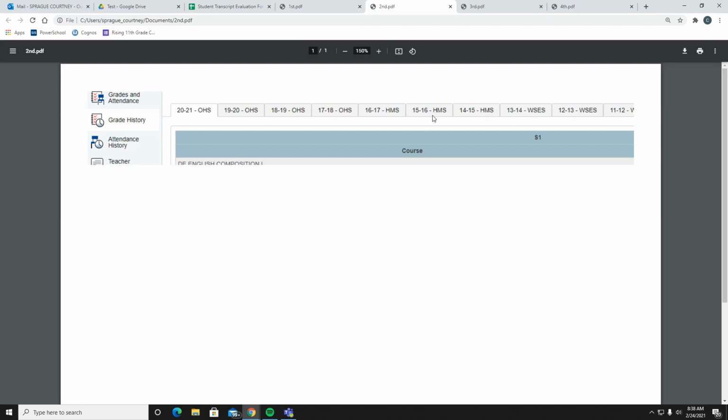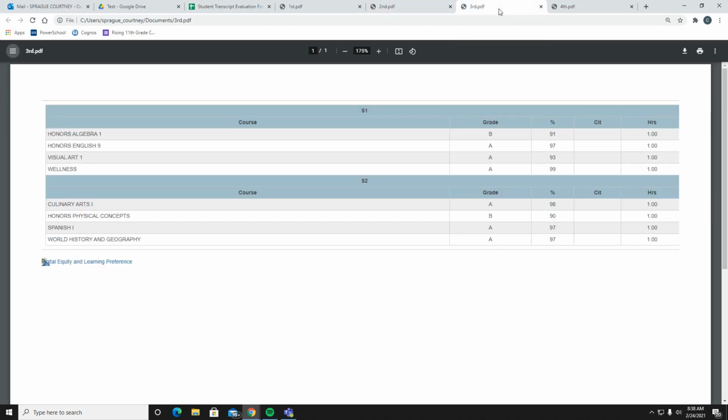It might list middle school grades, but for our purposes, we don't care about middle school because you probably didn't get high school credit. The only exceptions would be if you took a class in 8th grade that was specifically intended to count for high school credit, and that might be algebra or possibly Spanish, maybe 1 or 2 others. You are going to click on the first tab that you're in high school. So for this student, it is 1718 OHS.